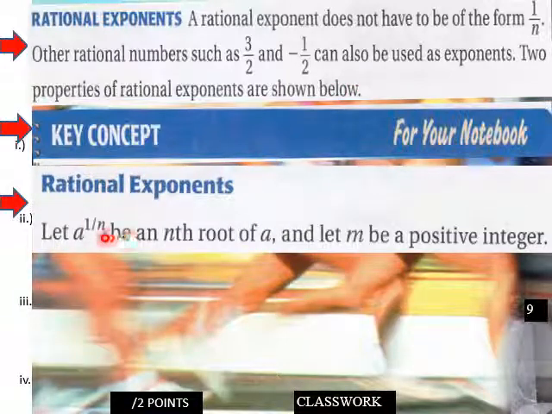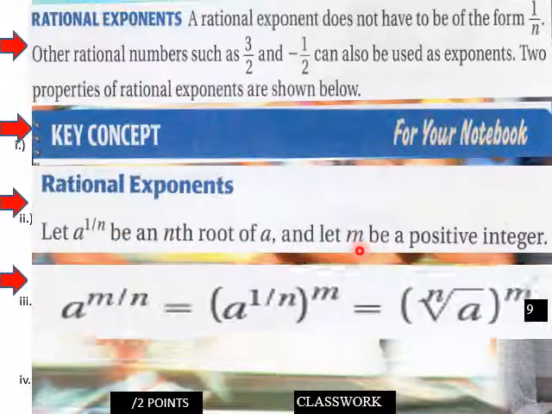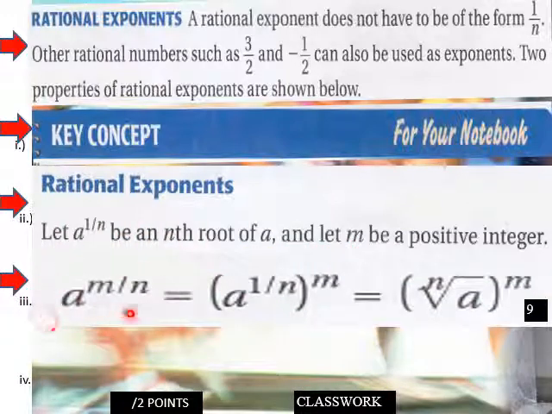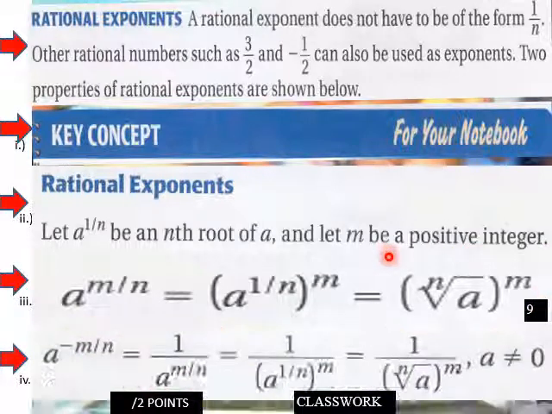So for rational exponents, let a to the 1 over n be the nth root of a, and let m be a positive integer. So we have a to the m over n equals a to the 1 over n, to the mth power. And this is the way that you would represent that using a radical. Here, this is really important, students.